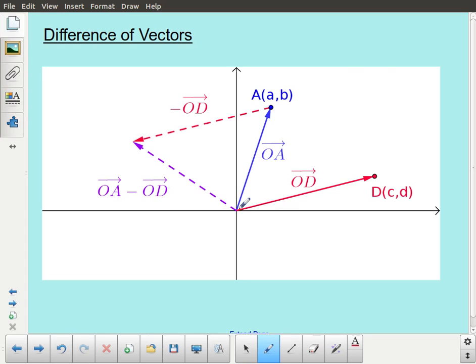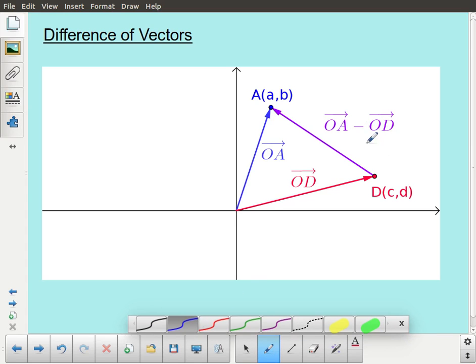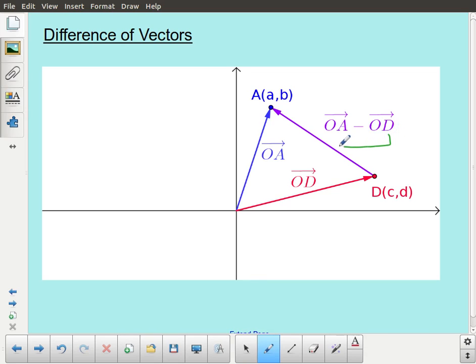But as we've seen before, parallelograms come into play here, and you can see that this purple vector is actually the same as the vector from D to A. So OA minus OD actually describes the vector that goes from D to A. And the ordering of that is important. So OA minus OD is the vector that goes from the second one to the first one.